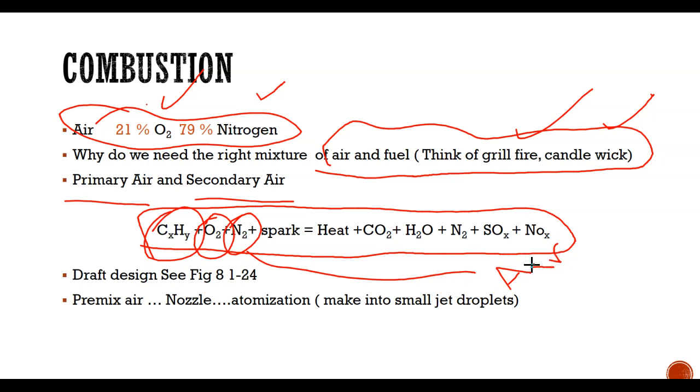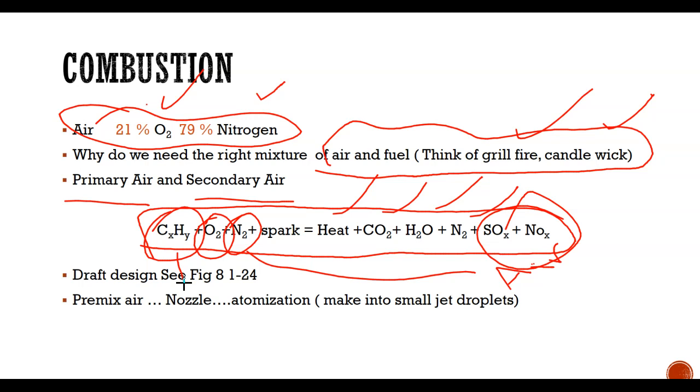So once we have this mixture together, we'll have heat, CO2, water, and nitrogen comes out because we do not burn nitrogen, and those two things that we do not like, which are sulfur oxide and nitrogen oxide. Where did the sulfur come from? It's a byproduct of fuel. A lot of fossil fuels have sulfur in them in a small amount, and there's no way around it, but we try to have low sulfur oxide and nitrogen oxide.